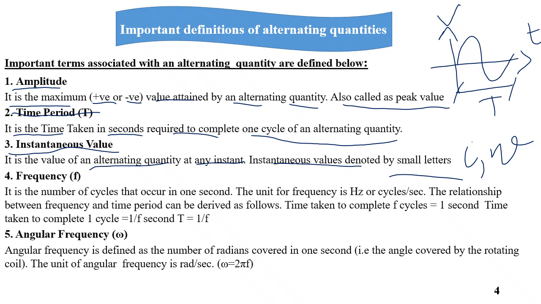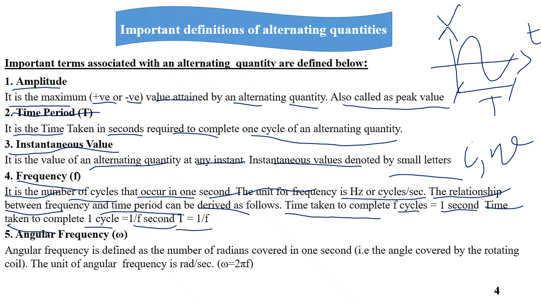The frequency is the number of cycles that occur in 1 second. The unit of frequency is hertz, or cycles per second. The relationship between frequency and periodic time: the time taken to complete f cycles equals 1 second. Then the time taken to complete one cycle equals 1 over frequency, or the periodic time equals 1 over the frequency. The frequency is the number of complete cycles by the waveform in 1 second.